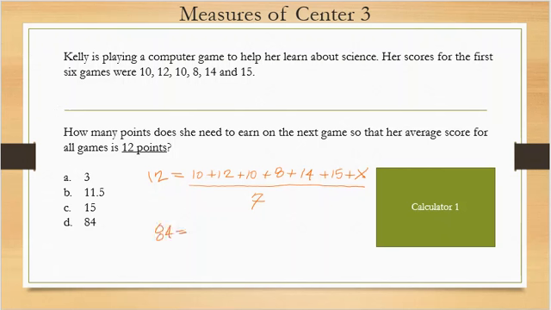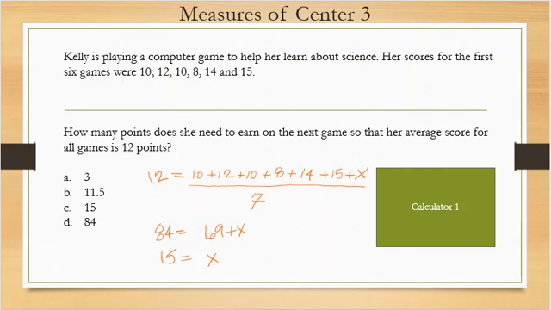And then I'm going to add up those other values. So I've got 10 plus 12 plus 10 plus 8 plus 14 plus 15. That's going to give me 69 plus x. And now all you have to do is subtract 69 from both sides. And you're going to get 15 equals x. So she is going to have to score 15 on that next quiz.